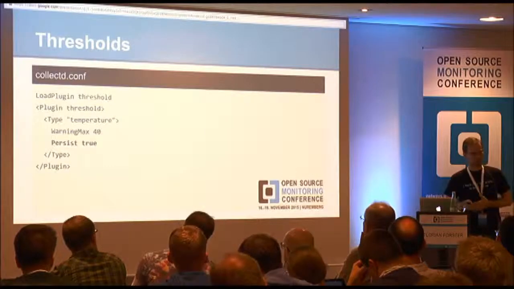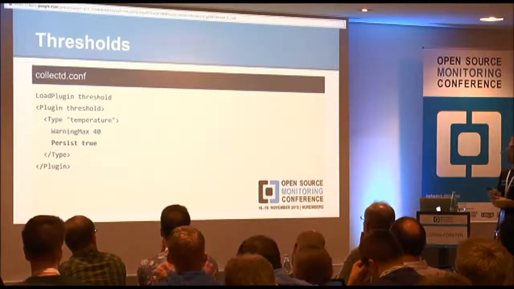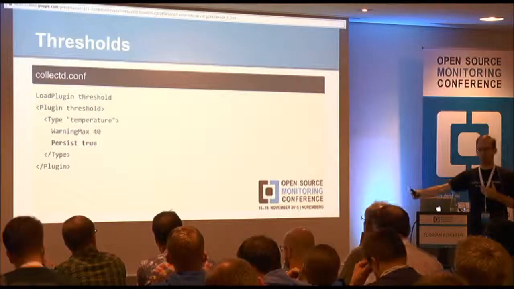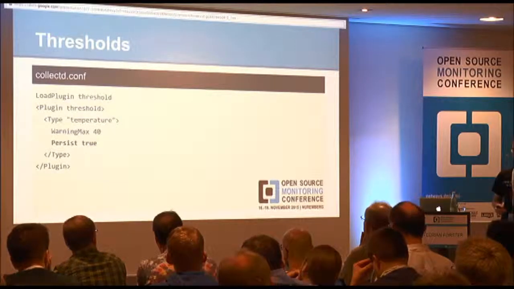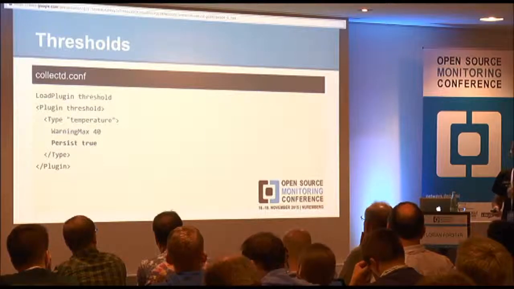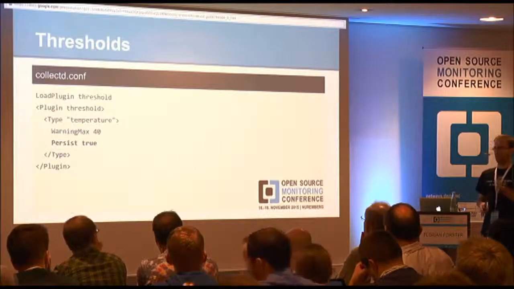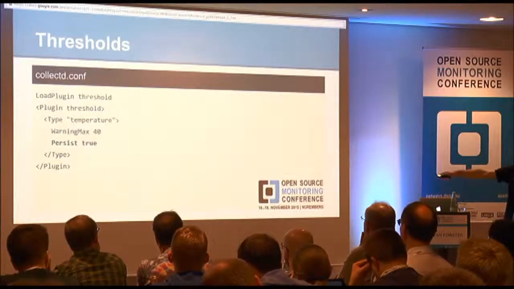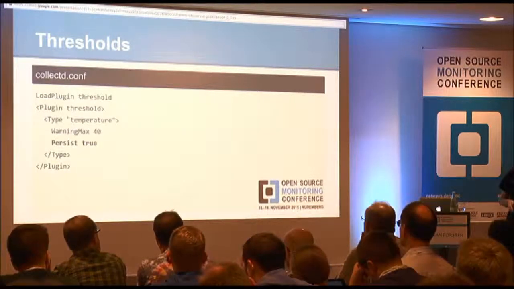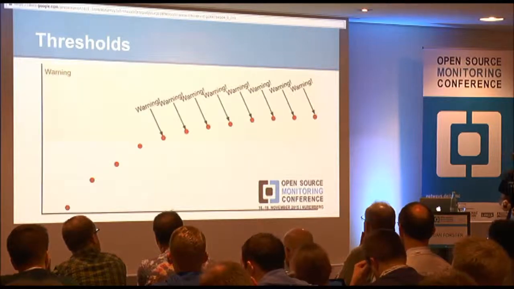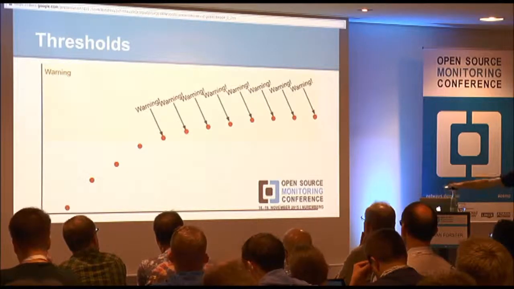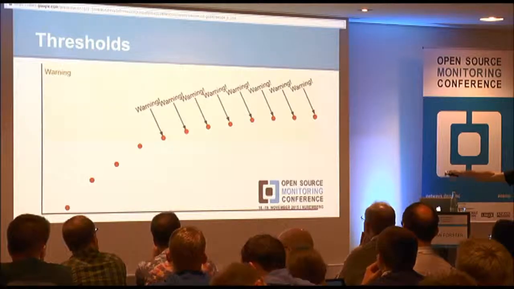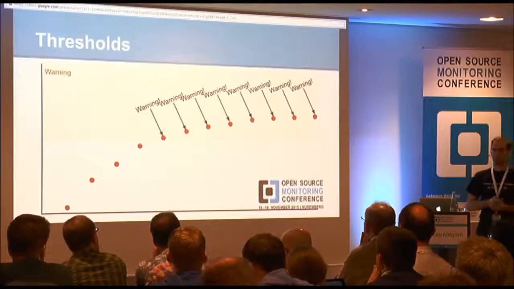So depending on your tooling, this is what I was alluding to earlier, it may be necessary to have a continuous stream of warnings coming in. So instead of a warning at the state change, you want to have a warning as long as your problem persists. This persist true setting is achieving exactly this. So by setting it to true, as soon as you wander into the warning range, you will get a warning with every sample that exceeds your threshold.